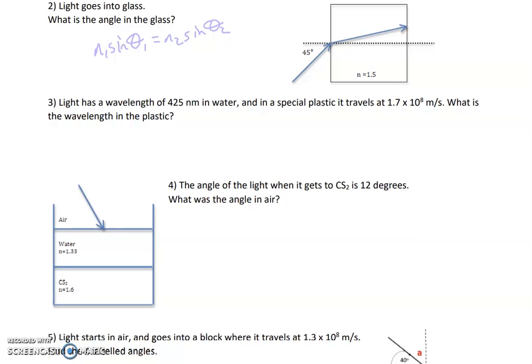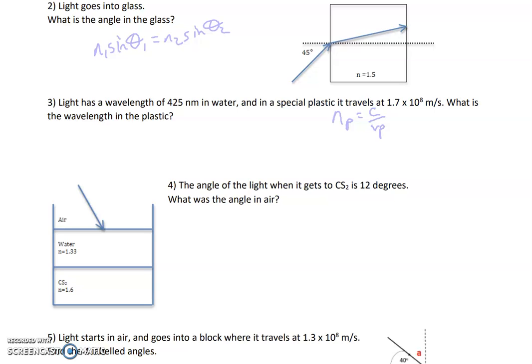Light has a wavelength of 425 nanometers in water, and goes into a special plastic. It travels at 1.78. What's the wavelength in plastic? Okay, well, a couple ways we could actually do this. It doesn't really make a difference, but you might want to find the index for the second material, the plastic, and the index for the plastic would be the speed of light in a vacuum divided by the speed in the plastic. So you could find the index. The index, of course, is always really handy. And then a lot of this actually has to do with the ratios.